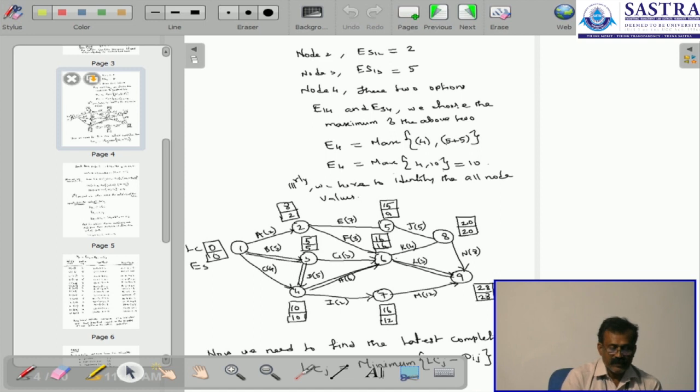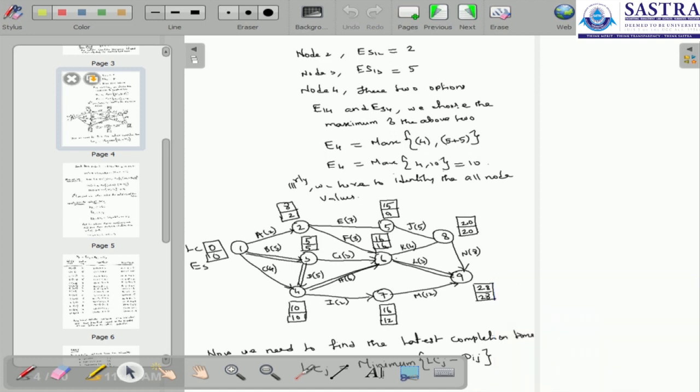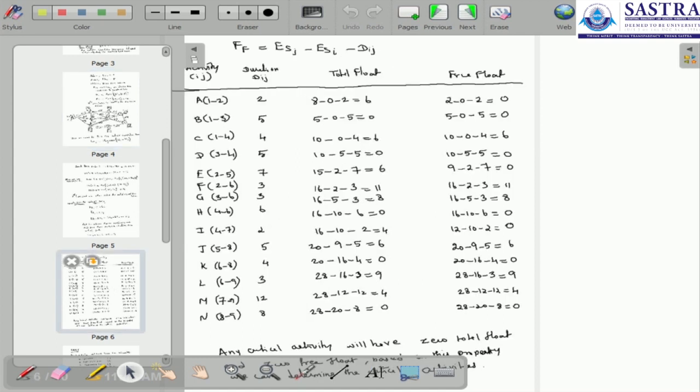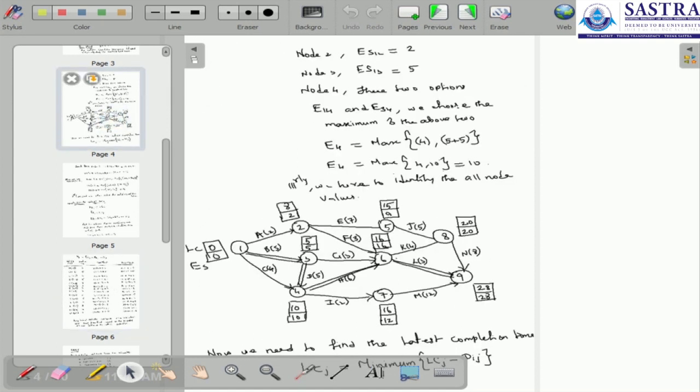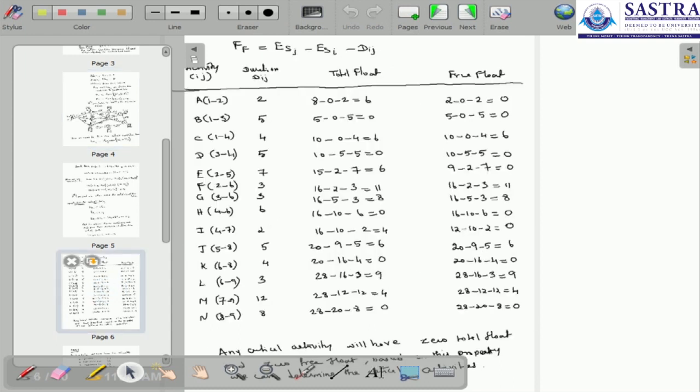So the free float is equal to the value 2 minus the later, I mean here it is the early start. In the previous stage we took the latest completion, now we are taking the earliest starting time. So 2 minus 0 minus 2, which is equal to 0. And then the next activity 1 to 3, we have 5 minus 0 minus 5, which is equal to 0. So this is the free float of activity B.